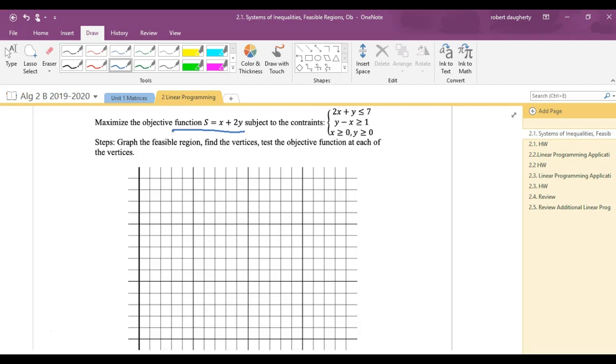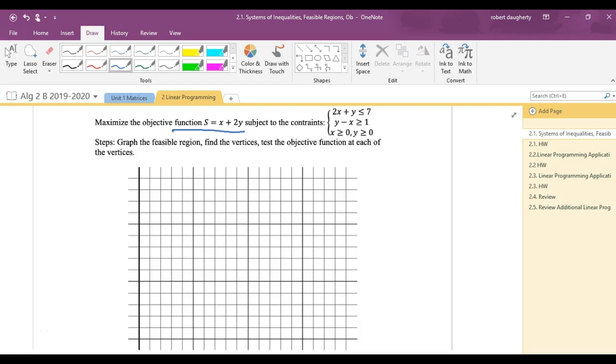Figure out the feasible region, and then once I figure that out, I need to figure out all of the what in that region? What kind of points? The vertices. Once I find all the vertices, I plug them into what? The objective function, and determine, what am I trying to do here? Maximize or minimize? This one says maximize. So I'm going to graph the feasible region, figure out all the vertices, and plug those vertices into the objective function.